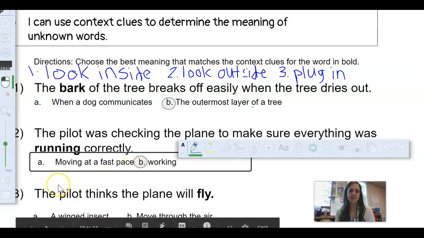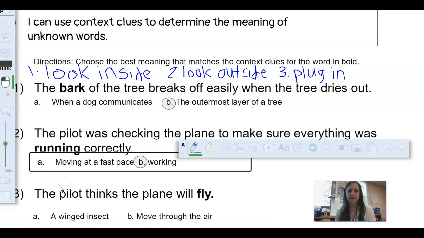And our last choice. The pilot thinks the plane will fly. Again, I'm going to look inside of that word and think about what I already know. Fly could be an insect, or it could be something that someone does to lift up into the air. I'm going to look outside.